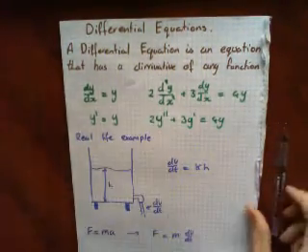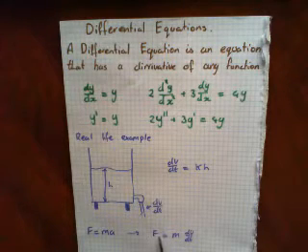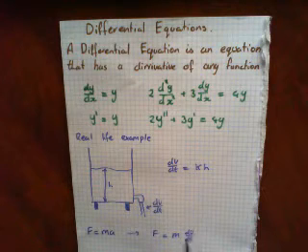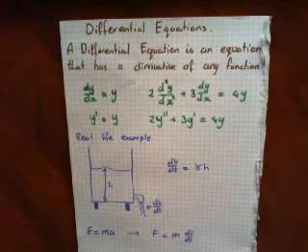Another example would be force equals mass times acceleration. This can also be written as force equals mass times the rate of change of velocity over time, as dv by dt is equal to acceleration.